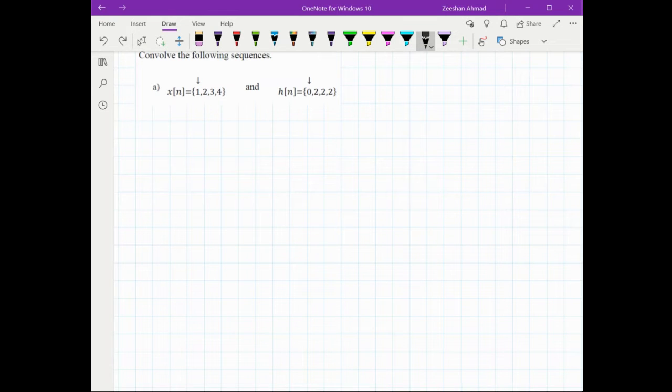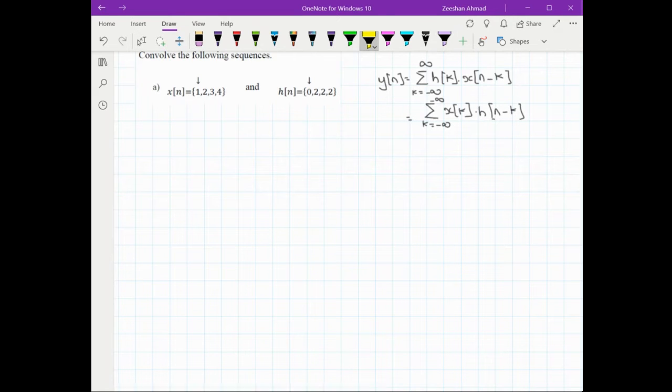In case of convolution, we say that the formula is y of n equal to the summation over some variable k from minus infinity up till infinity of h of k into x of n minus k. This is equivalent, if I change the order, to the summation for k equal to minus infinity to infinity of x of k into h of n minus k.